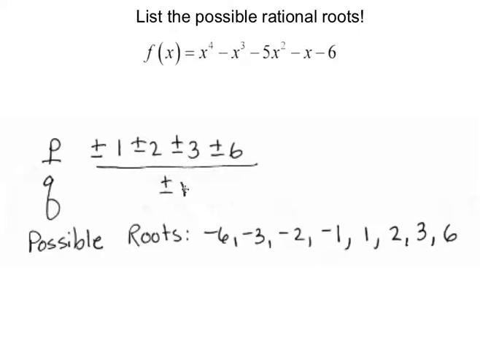I then list the possible roots from least to greatest. So the lowest is negative 6, negative 3, negative 2, negative 1, and then 1, 2, 3, and 6. If this had been plus or minus 2, I would have had to take each one from my numerator and divide by the 2, take the 3, divide by the 2, and so on. But it's a 1. So these are all the potential roots of my function, all the potential rational roots.